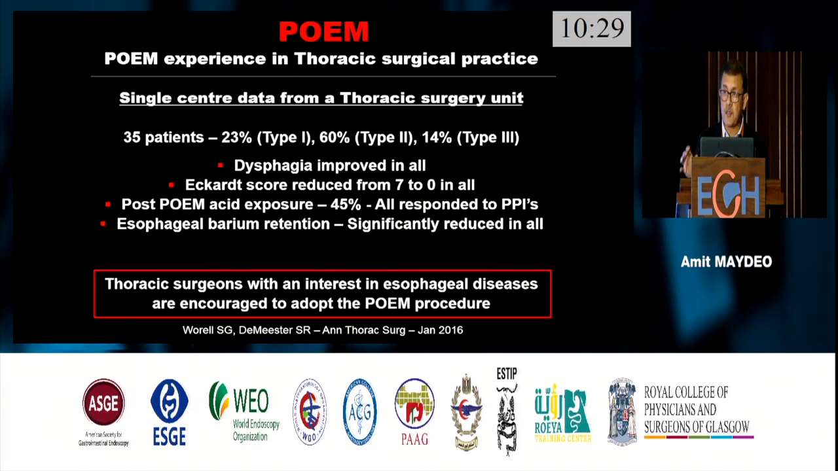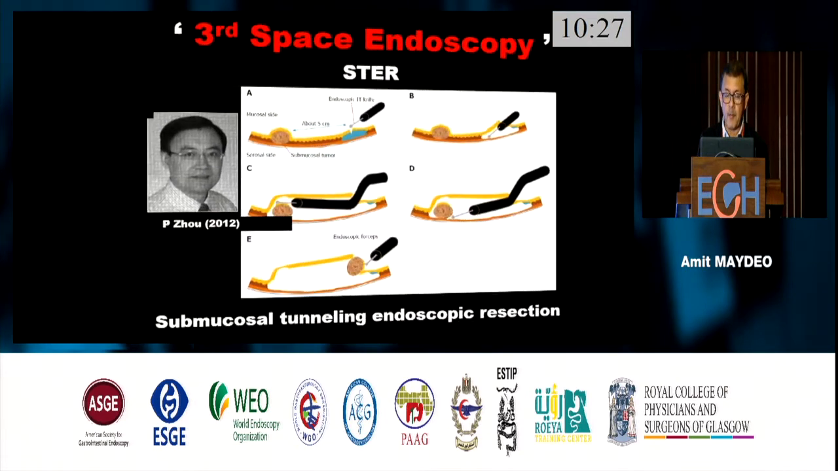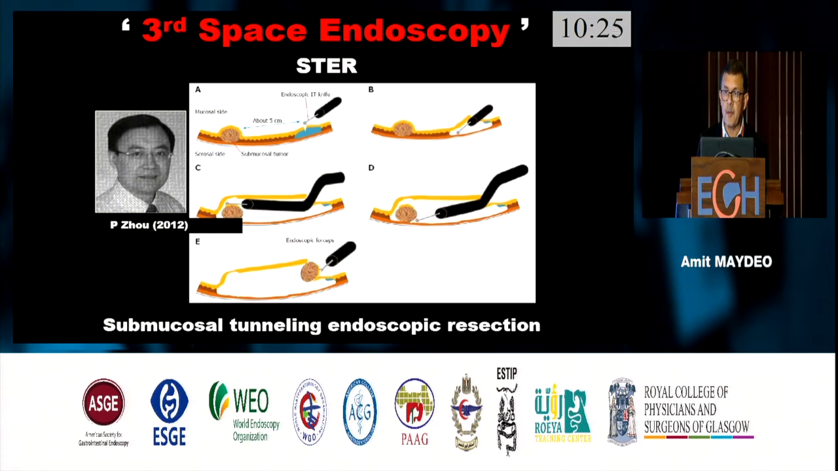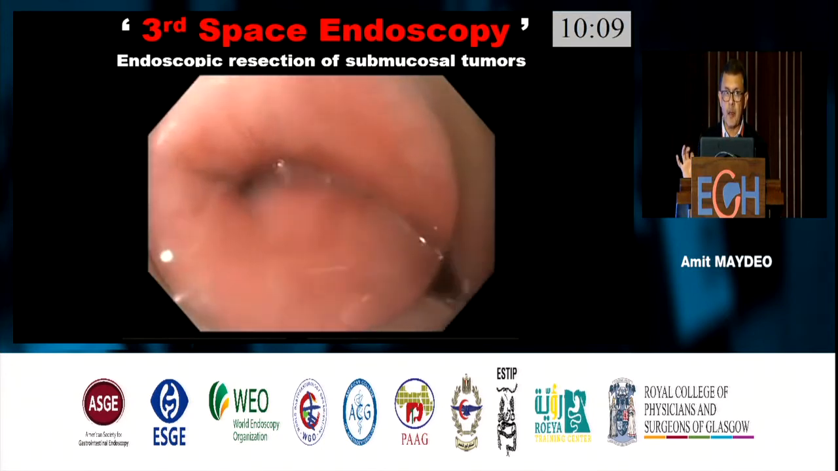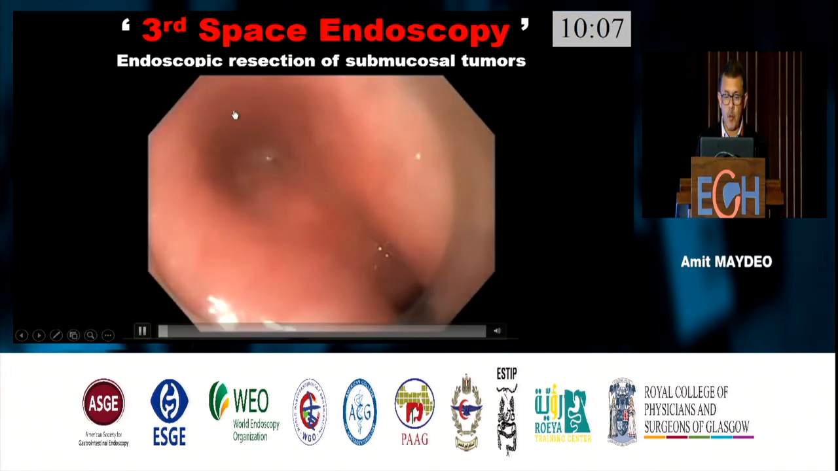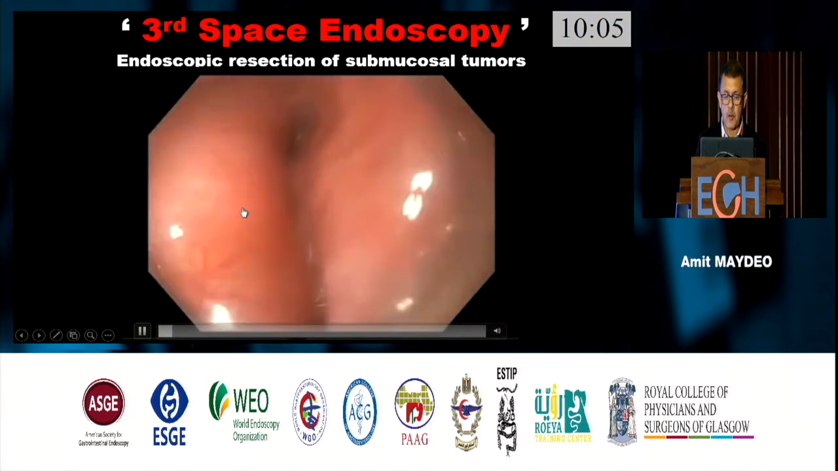So thoracic surgeons themselves now recommend that POEM is the right technique. Third space, I told you, can also be used for removal of submucosal tumors. You make a submucosal entry, go in the submucosal space and dissect out the submucosal tumor from inside, literally as if you are doing underwater swimming. You see here, this is a submucosal tumor, leiomyoma in the esophagus, causing dysphagia.